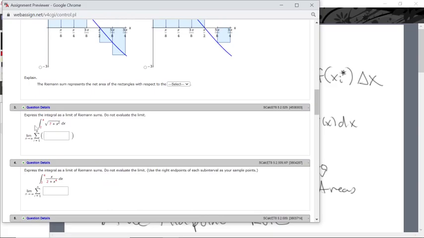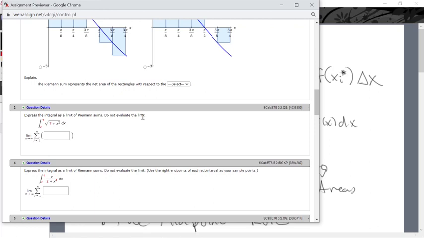Expressing an integral as a limit of Riemann sums. So here's a definite integral. This definite integral is written whereby we have the lower bound is equal to 2. That's a. A is equal to 2. The upper bound is 4. So b is equal to 4. And then the function called the integrand is the square root of 7 plus x squared. So that's our f of x for this particular example.